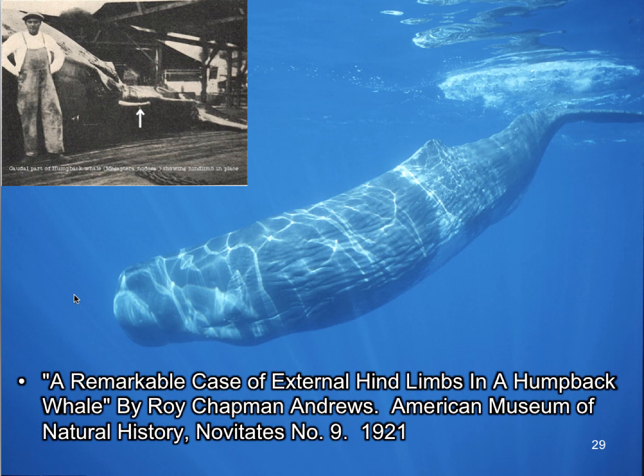However, sometimes there's a mutation, an error that occurs that causes a whale to express an old gene, causing it to grow these little tiny hind limbs. And there are two cases here. The color picture is of a sperm whale sporting little tiny hind legs right there. And this inset is a black and white picture from a scientific publication from 1921 entitled "A Remarkable Case of External Hind Limbs in a Humpback Whale." Yes, it's true. On rare occasion, whales can produce hind limbs because their DNA still has it hidden in there somewhere, and sometimes those things can come out and be expressed.